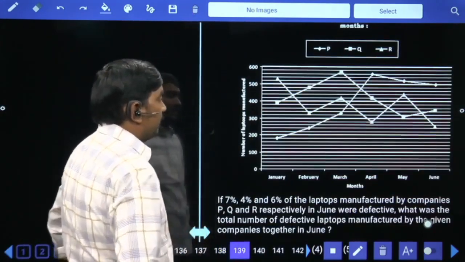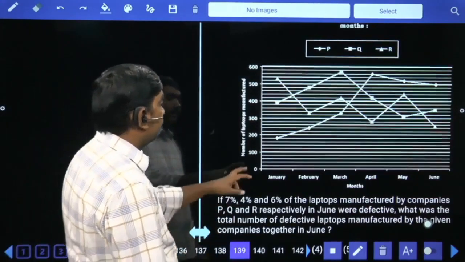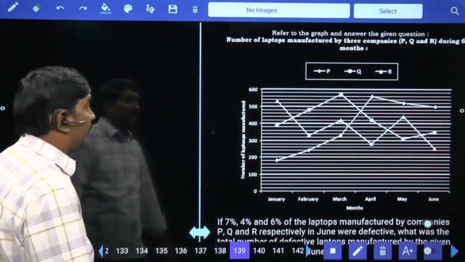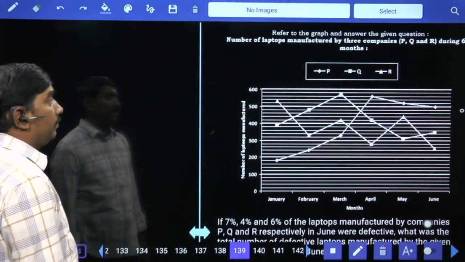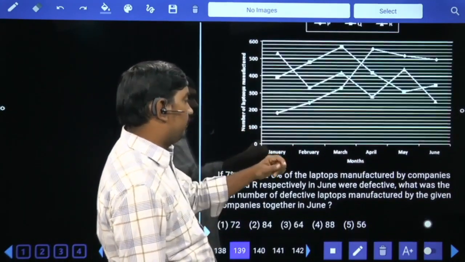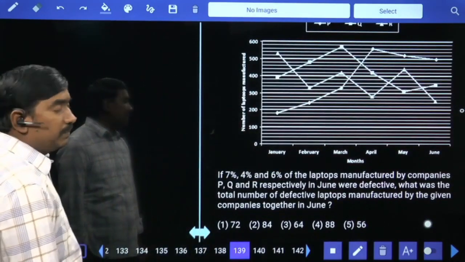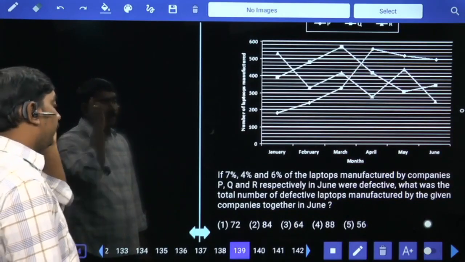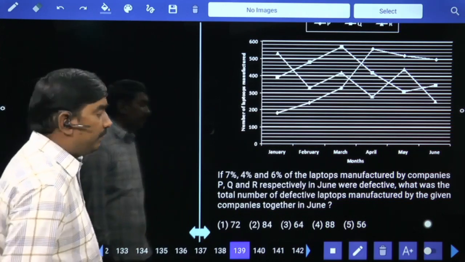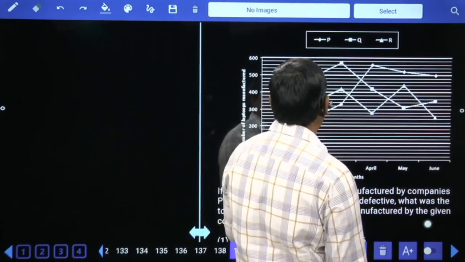Next, line charts. Refer to the graph and answer the given questions. Number of laptops manufactured by 3 companies P, Q, R during 6 months, Jan to June. If 7%, 4%, 6% of the laptops manufactured by companies P, Q, R respectively in June were defective, what was the total number of defective laptops manufactured by the given companies together in June?